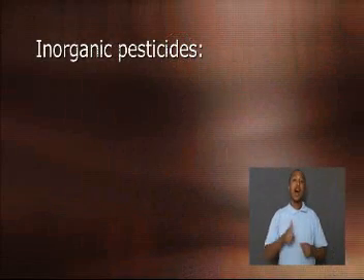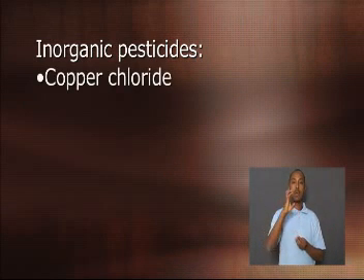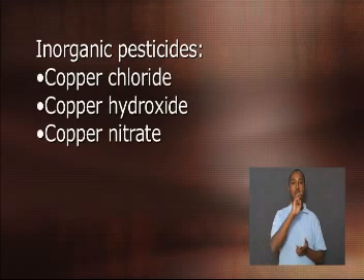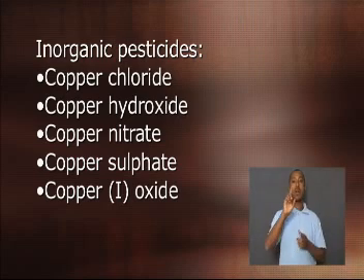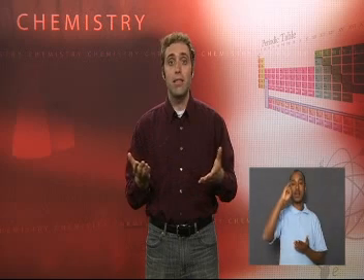Other inorganic pesticides are mostly copper compounds. Some examples include copper chloride, copper hydroxide, copper nitrate, copper sulfate, copper 1 oxide, and copper carbonate. Some of these are used as fungicides, whereas others function as insecticides.